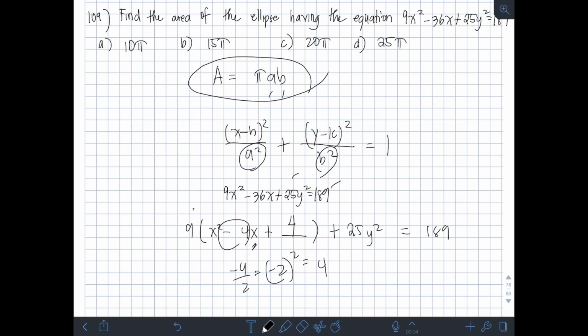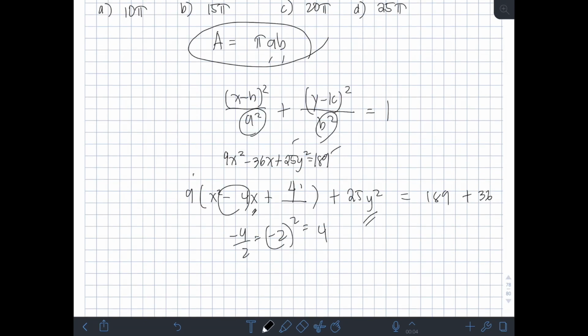Kaso, may naka-factor tayo na 9 sa labas. So, equivalently, i-multiply pa natin itong in-add natin ng 4 sa 9. So, 9 times 4 is 36. So, ibig sabihin, nag-add tayo sa left side ng 36. Para balance, mag-a-add din tayo ng 36 sa right.